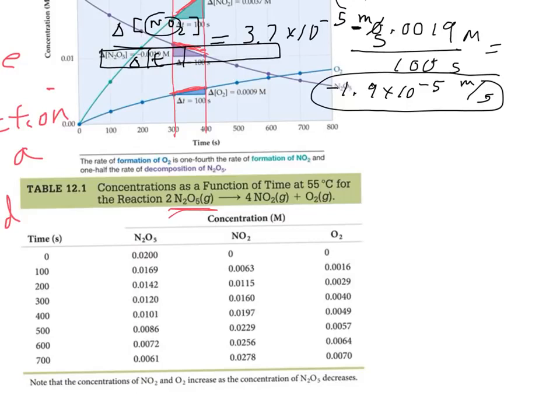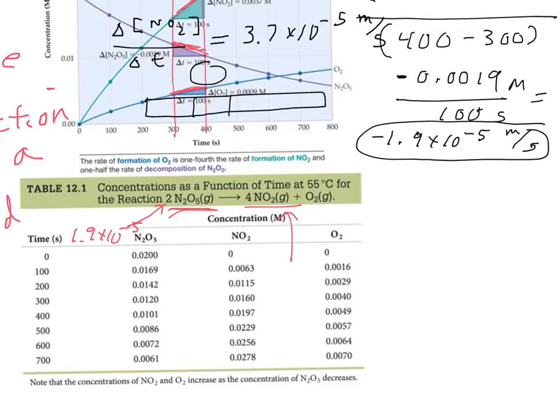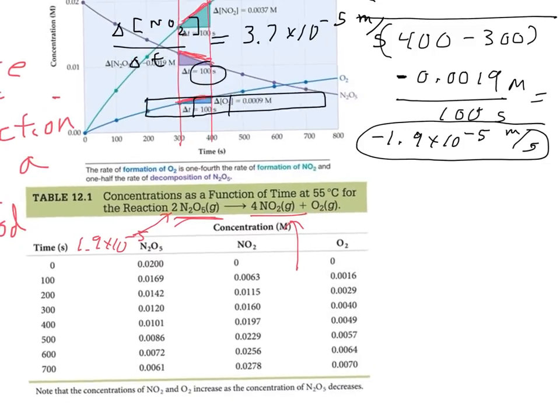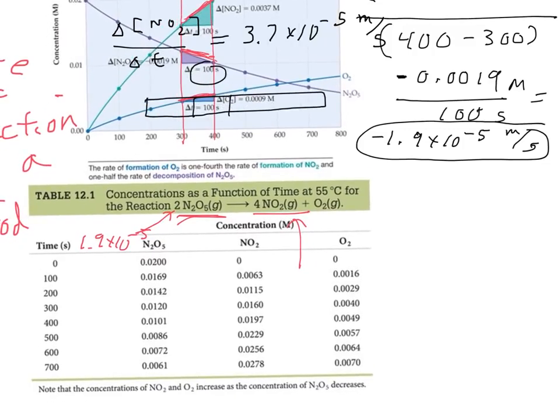Another thing we want to observe is the rate of reaction for this was 1.9 times 10 to the negative fifth. What was our rate of reaction for this? Our rate of reaction for this that we wrote down was, darn it, stop that, 3.7 times 10 to the negative fifth. So not only do they have opposite signs, but is their rate the same?